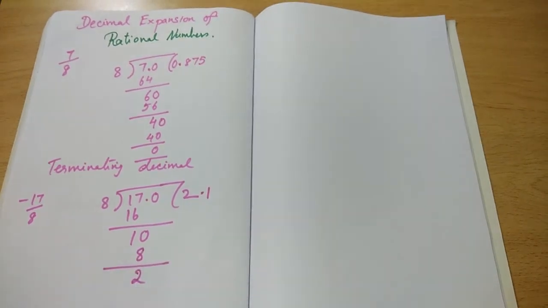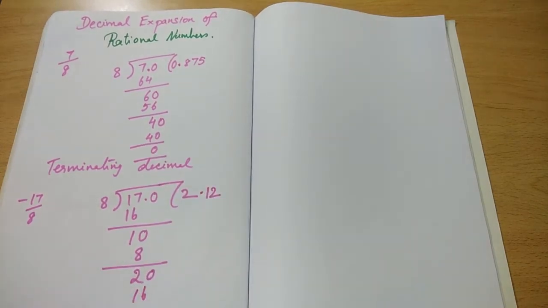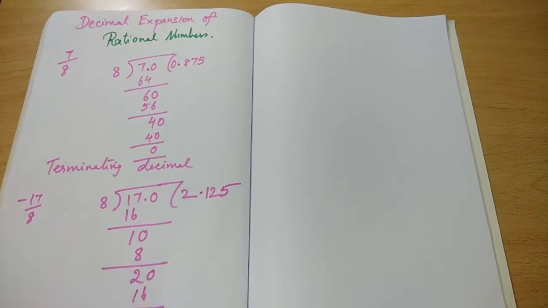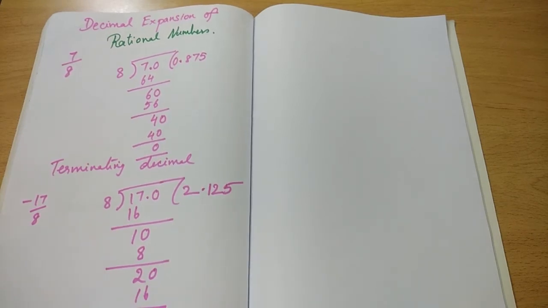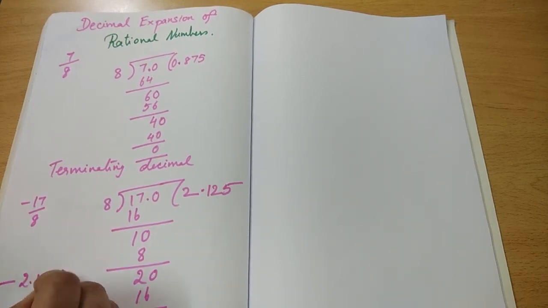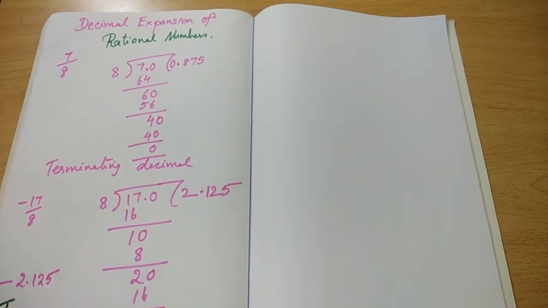10. 8 1s are 8. Remainder 2. A 0. 16. Remainder 4. Now 40. 8 5s are 40. So 17 by 8 also has a terminating decimal equivalent. So the decimal expansion of minus 17 by 8 is minus 2.125, which is also a terminating decimal.